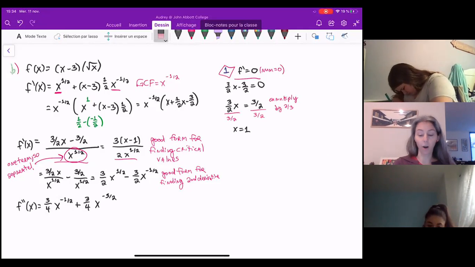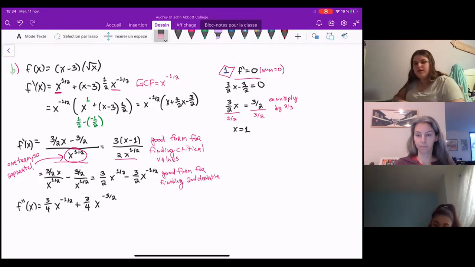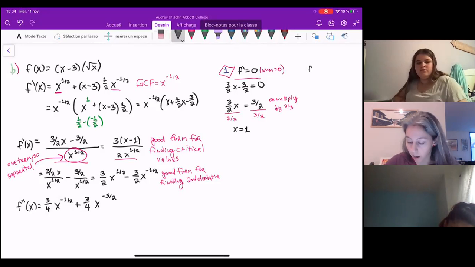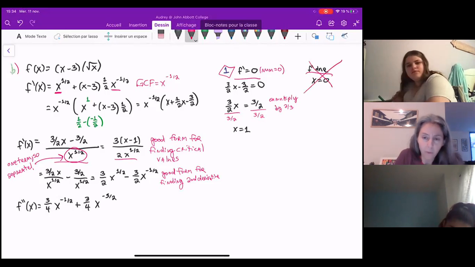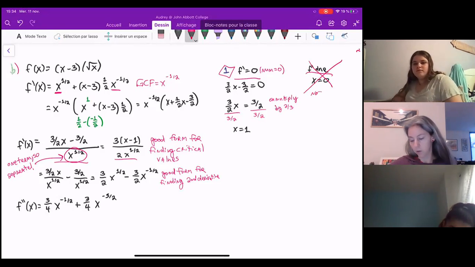Do I care about the value where f prime does not exist? I'm going to write it because there actually is one here. F prime does not exist. This happens when x is equal to 0. And we're just going to cross it out to be like, hey, look, we thought about it and then we remembered we didn't have to. Not useful for second derivative test.